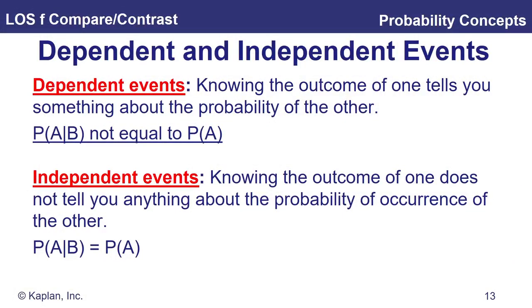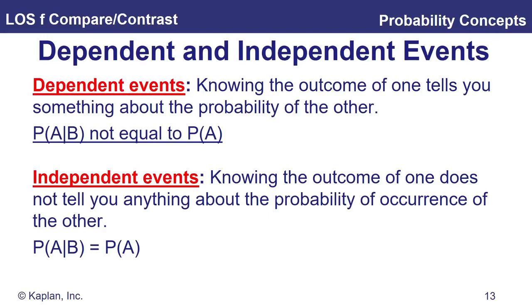Let's start with independent events. Knowing the outcome of one does not tell you anything about the probability of occurrence of the other. In other words, the event's occurrence has no influence on the occurrence of other future events. Okay, so think about this like a toss of a coin.